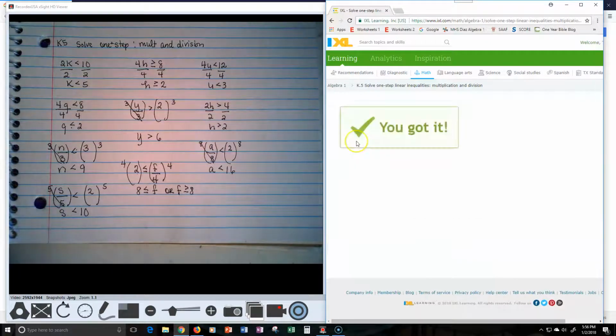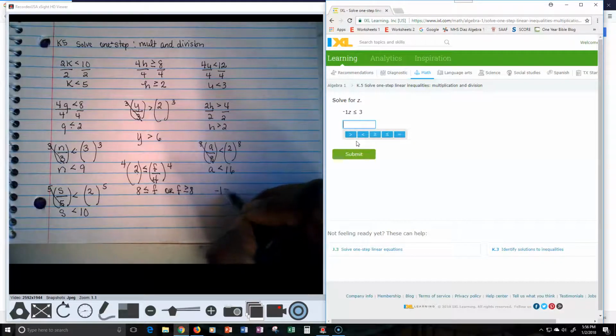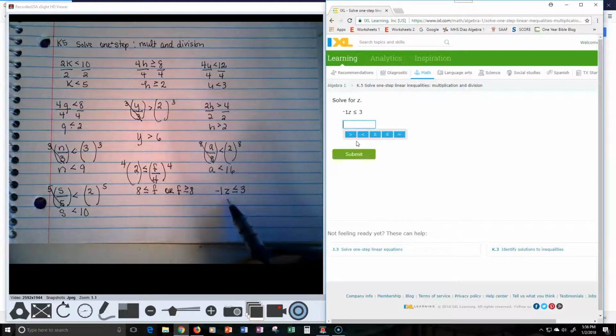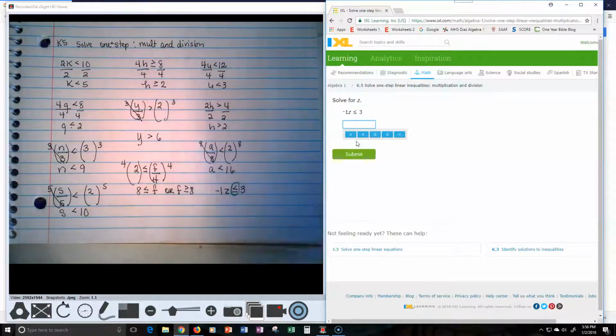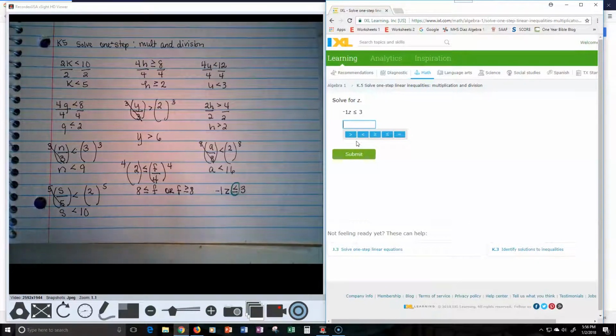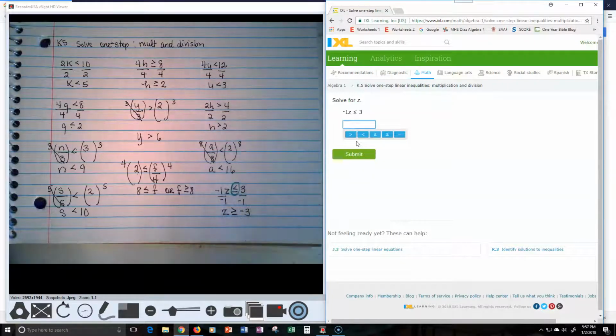I'm hoping we get to a negative here. Finally. So we have negative 1z is less than or equal to 3. Now keep in mind, when you have a negative and you're dividing by that negative, remember, you have to flip this sign. Flip it around. So I'm going to divide by negative 1 on both sides of the inequality. And that gives me positive z is greater than or equal to negative 3.